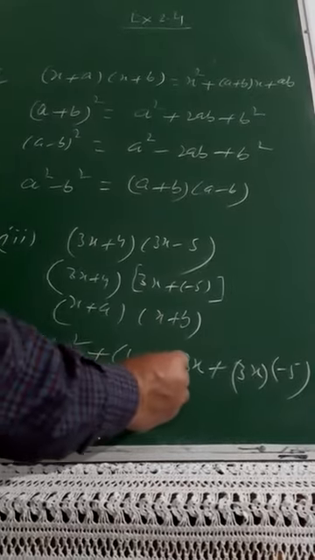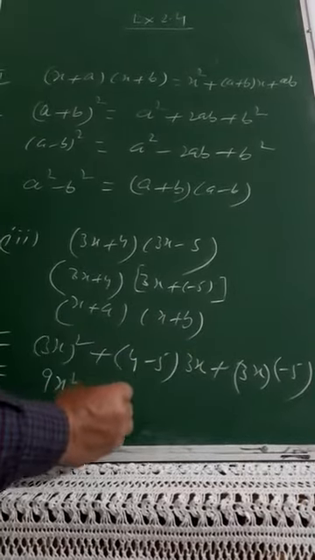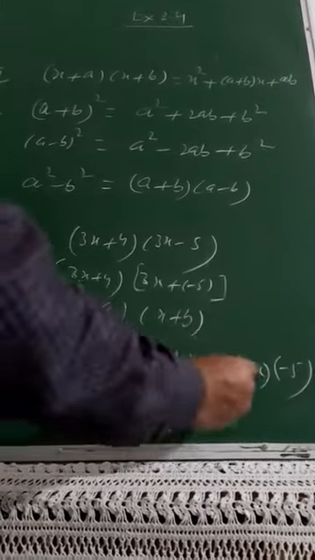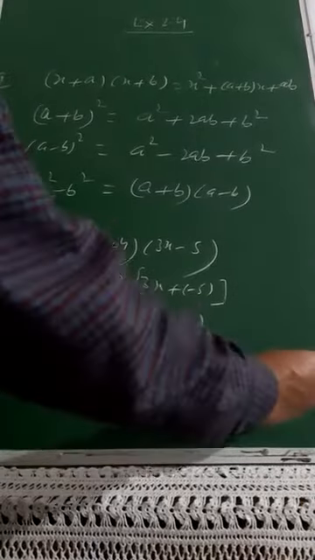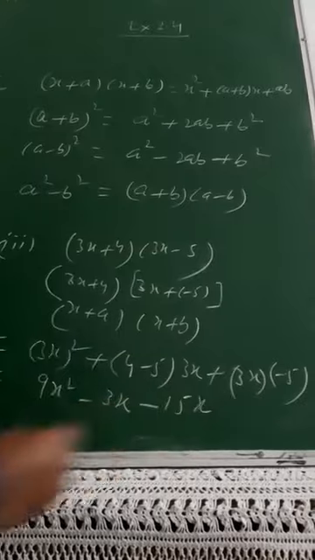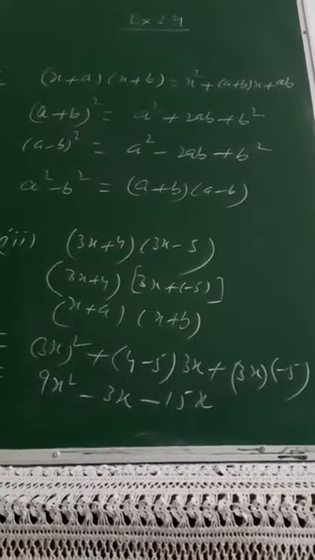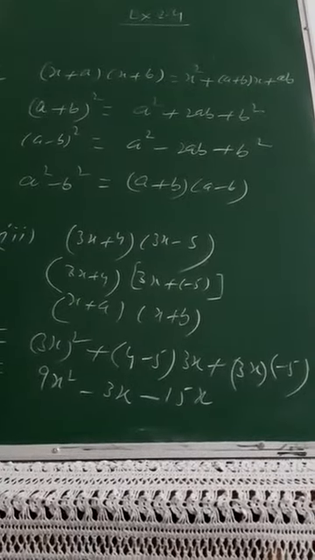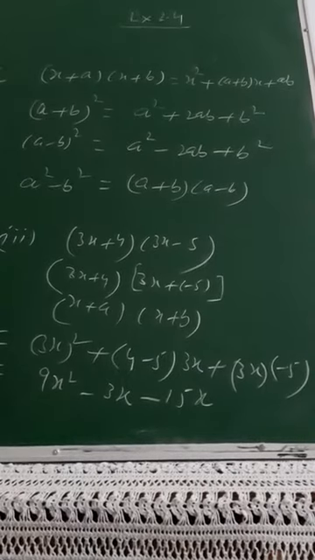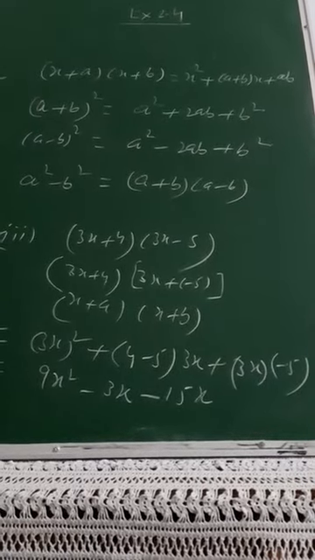4 minus 5 is minus 1. Minus 1 into 3x will make it minus 3x. Plus into minus is always minus. 3 into 5 is 15x will be the answer for this. So 9x square minus 3x minus 15.